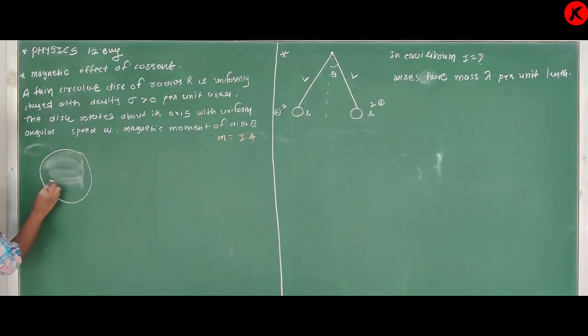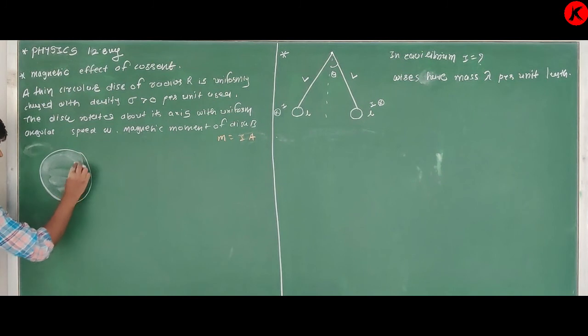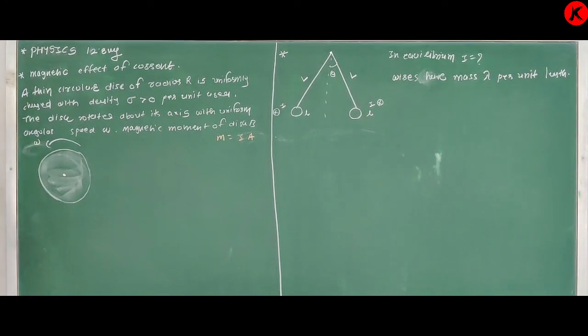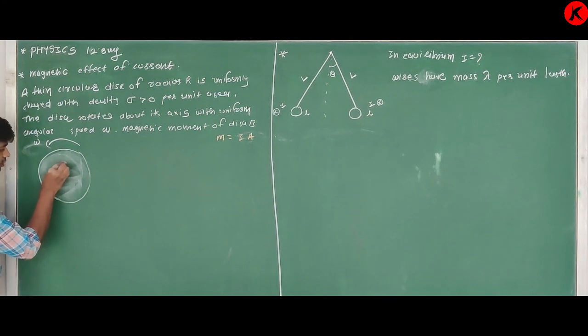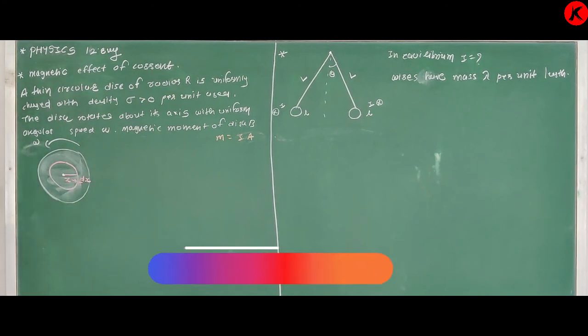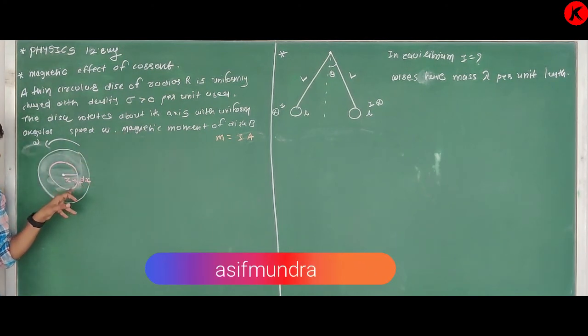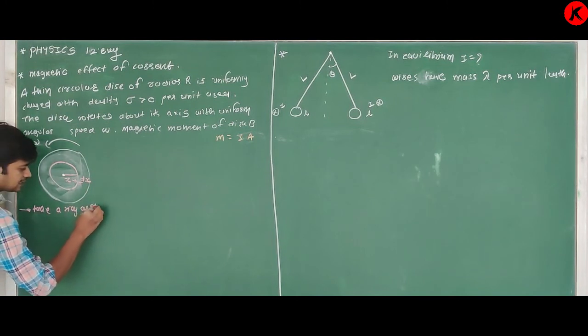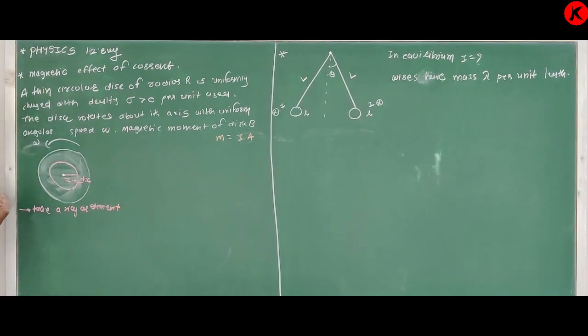I am taking, suppose, this disc of radius r. It is rotating with angular speed omega. I am taking one element of this disc like this, at distance x having thickness dx. First of all, I will find the magnetic moment of this ring only. Yes, this element is a ring only. So take a ring as the element as shown in the figure.